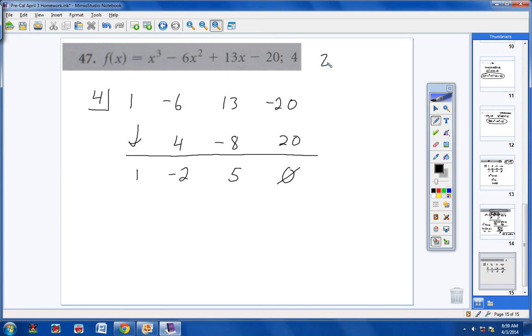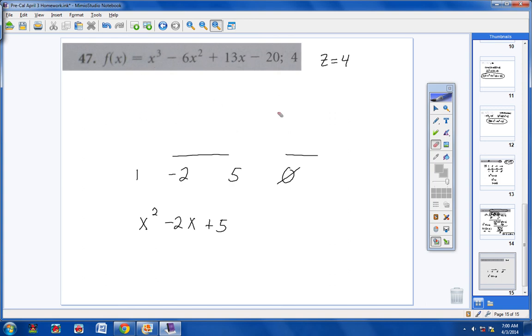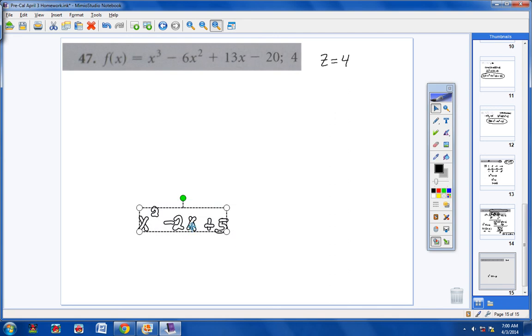So far we know our zeros are 4 because they gave that to us, and now we know our original problem was a third degree, so we know these numbers right here that I'm circling are going to be 1 less, a second degree, so x squared minus 2x plus 5. Now you cannot factor that, so unfortunately we're going to have to use the quadratic formula on this to get our last zeros, okay?